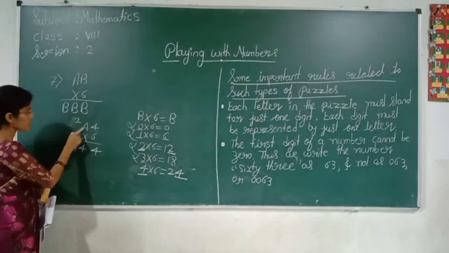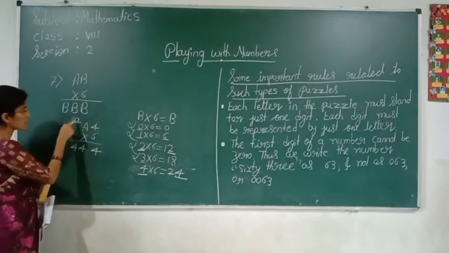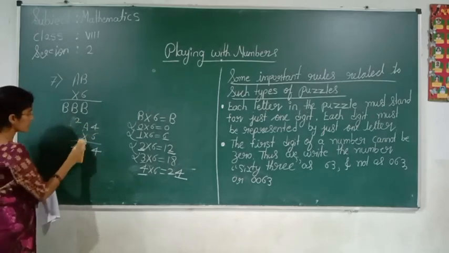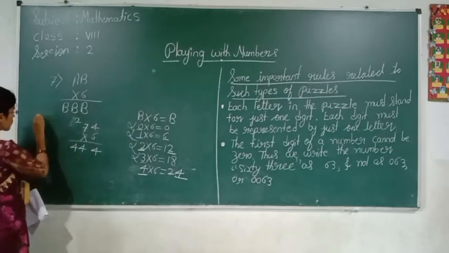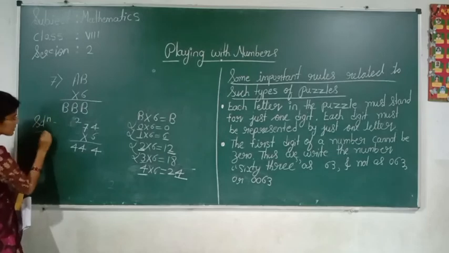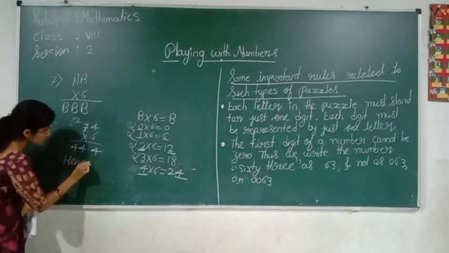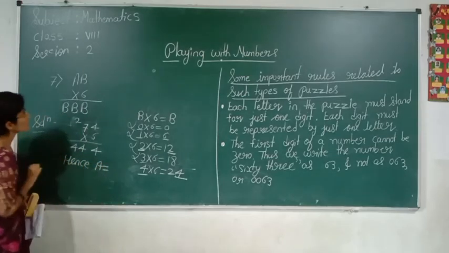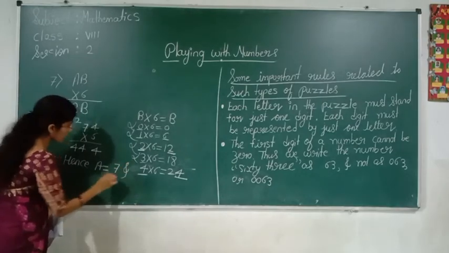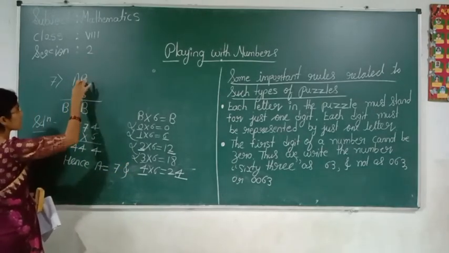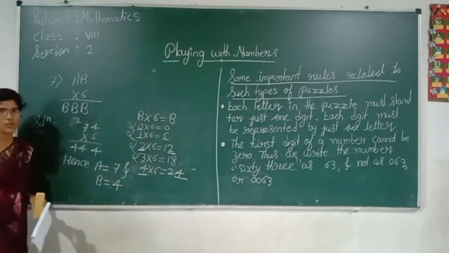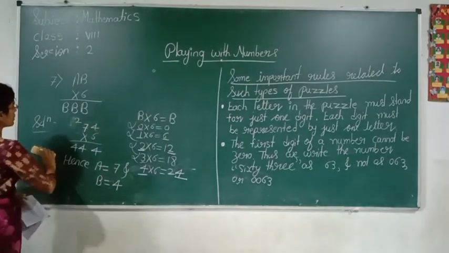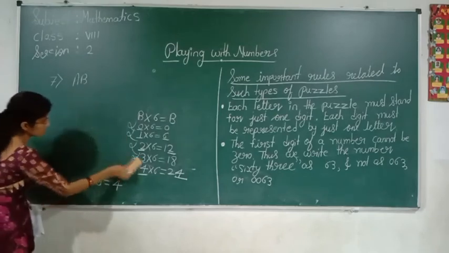If I put 7, 7 6s are 42, 43, 44. Means here A value should be 7. Hence what can I write? Hence A is equal to 7 and B value is 4. Okay.